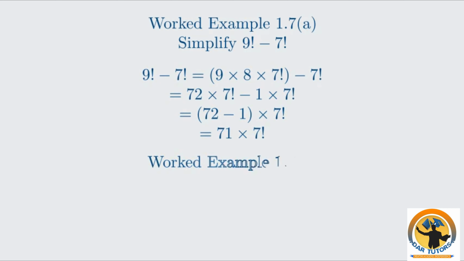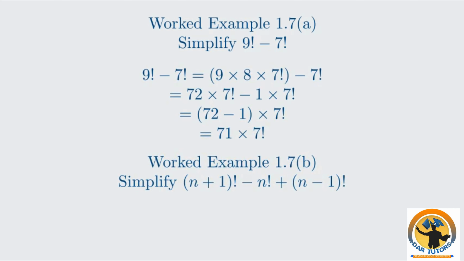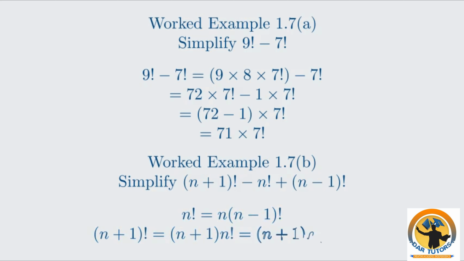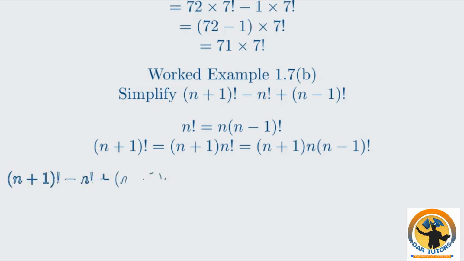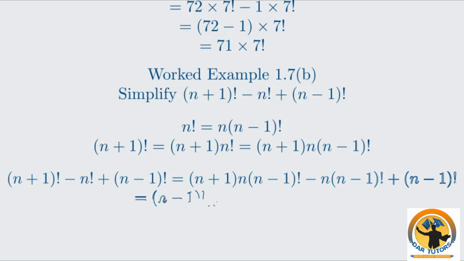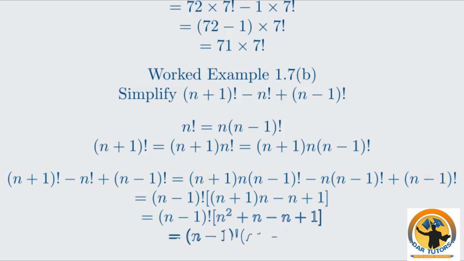Now for a more complex one. Simplify (n plus 1) factorial minus n factorial plus (n minus 1) factorial. The smallest factorial here is (n minus 1) factorial. We will rewrite the other two terms in terms of (n minus 1) factorial. n factorial is n times (n minus 1) factorial. And (n plus 1) factorial is (n plus 1) times n factorial, which is (n plus 1) times n times (n minus 1) factorial. Substituting these back into the expression, we can now factor out (n minus 1) factorial. Inside the brackets, we have n squared plus n minus n plus 1. The n's cancel, leaving us with (n minus 1) factorial times (n squared plus 1).